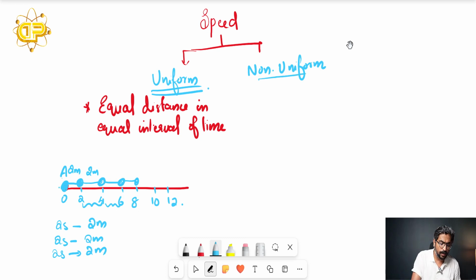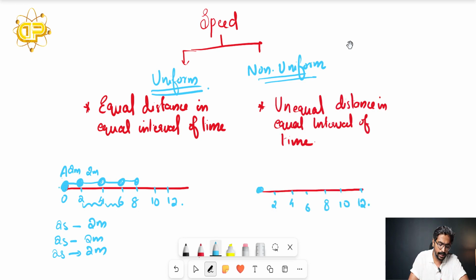Now, what about non-uniform speed? In this case, if an object is covering unequal distances in equal intervals of time, however small the intervals may be, then we call it non-uniform speed. Now just imagine that in the first interval of 2 seconds, the object has reached here. In the next 2 seconds, the object has reached somewhere here. That is, it has moved unequally. In the first 2 seconds, the object has reached 2 meters, in the next 2 seconds it has reached 6 meters, and then in the next 2 seconds it has reached 7 meters.